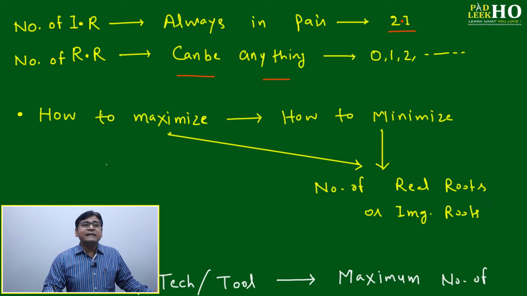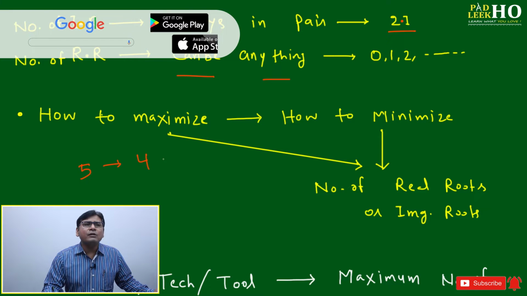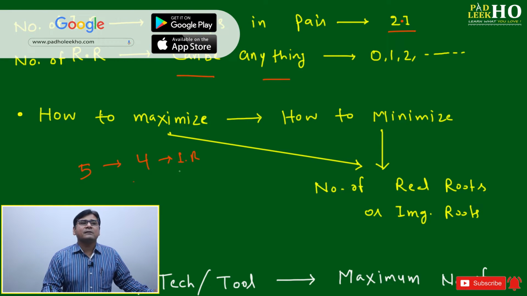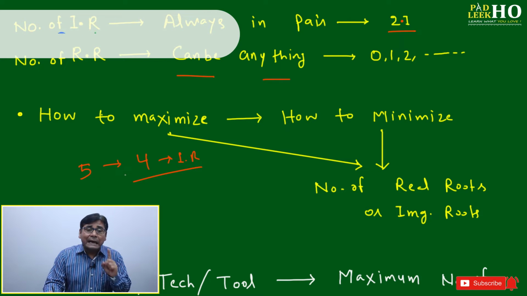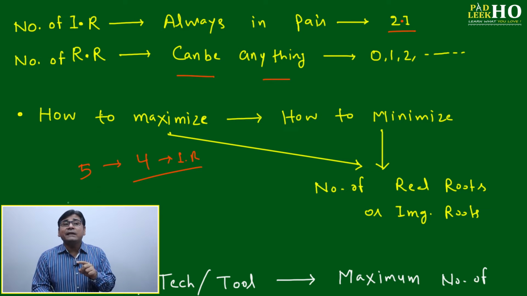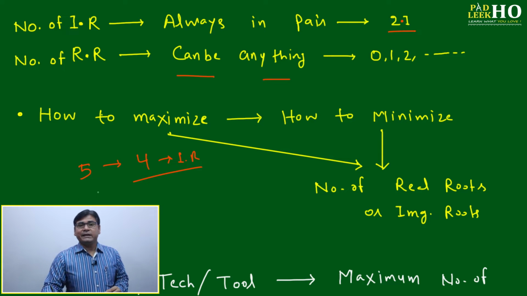Like, suppose the degree is 5, then a maximum of 4 imaginary roots only is possible, because they come in pairs, 2 into 2 means 4 only, so at least one real root will be there. I am not telling maximum, I am telling at least one real root will be there. Try to understand this, because in counting the number of solutions or roots, many students make mistakes many times.